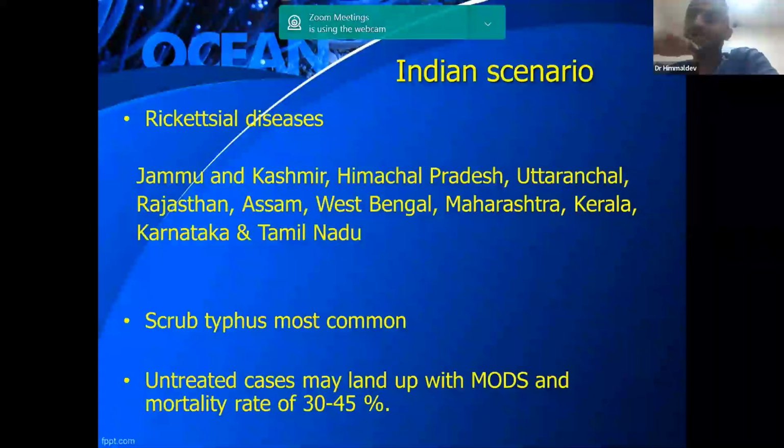And I told you, in India, scrub typhus is most common. Untreated cases may land up with multiple organ dysfunction syndrome, and mortality is 30 to 45%, which is very high. That's why you need to detect them early, and empirically you start them on doxycycline. Sometimes, if it is a resistant organism, we might have to start them on a macrolide like azithromycin. These two things you need to remember.